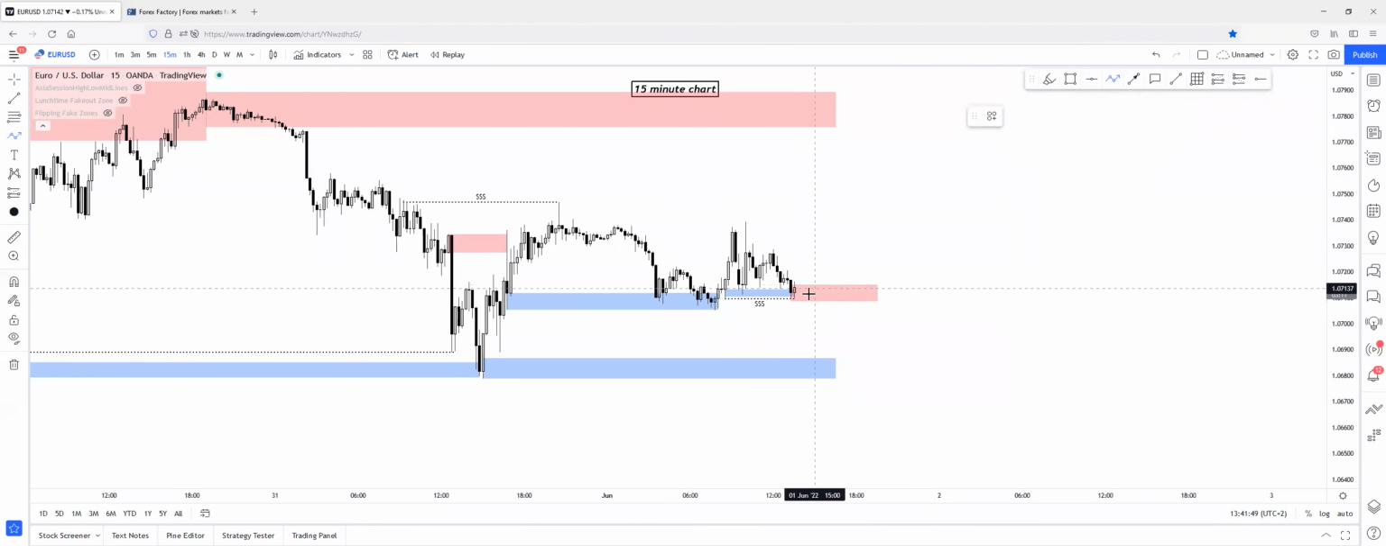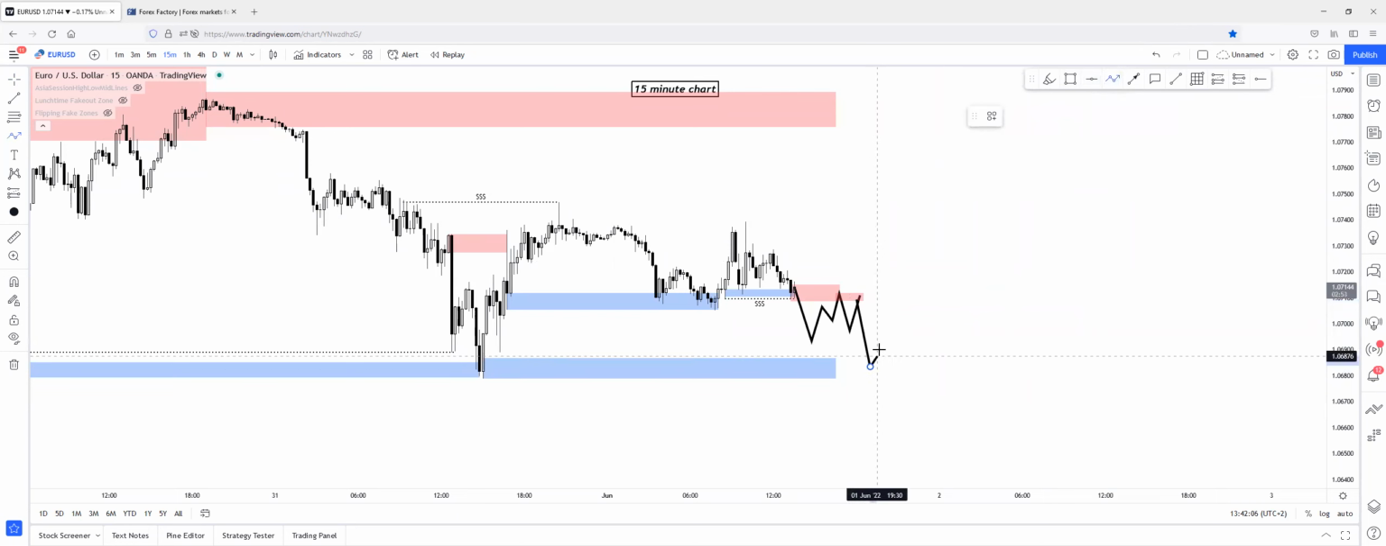If this 5-minute supply zone will be formed after a break of this structure and change of character to the downside and liquidity sweep, you'll be able to take a trade based on this 1-minute confirmation that will present on this supply zone. And if there will be a continuation and a confirmation, you'll be able to take a trade down to this demand zone.